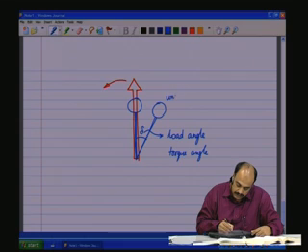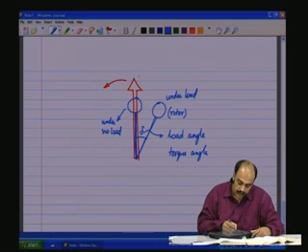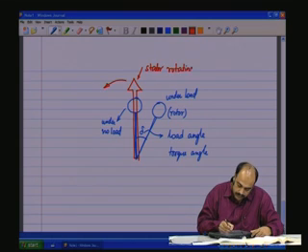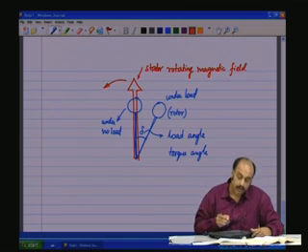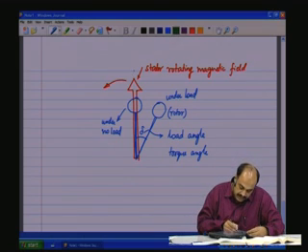So this is under load. This is under no load. Blue is the rotor. This is the stator rotating magnetic field. So under this condition, let us say we take the stator conductor as a reference. This is the stator conductor.